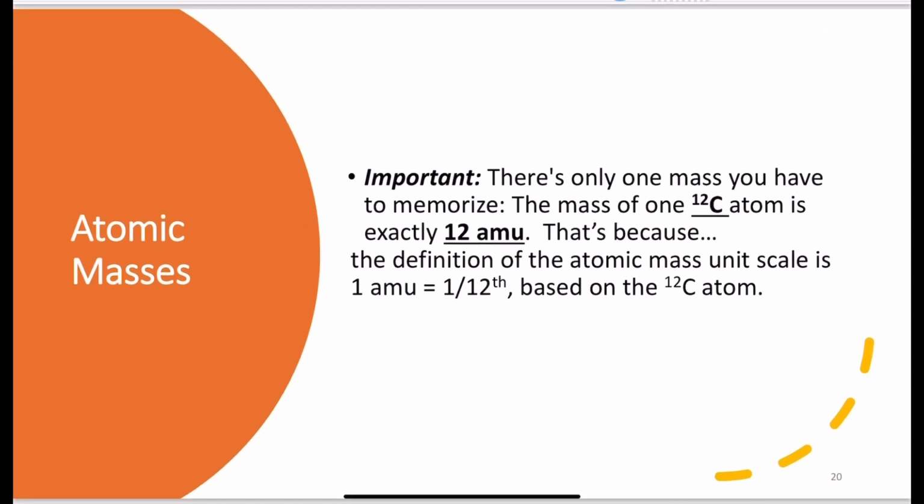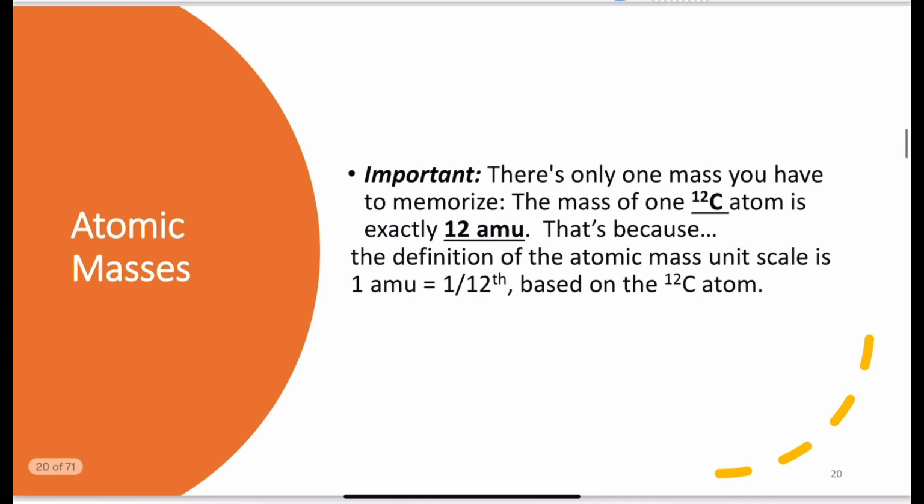Most often, I would provide you, if doing a calculation, the mass, or the mass would be what we're looking for. But there is one mass that you have to memorize. That is specifically the mass of one carbon-12 atom. What I mean by carbon-12 atom is that it has 6 protons, 6 neutrons, and 6 electrons, which we don't care so much about because they don't add much to the mass. One carbon-12 atom is exactly 12 AMU.